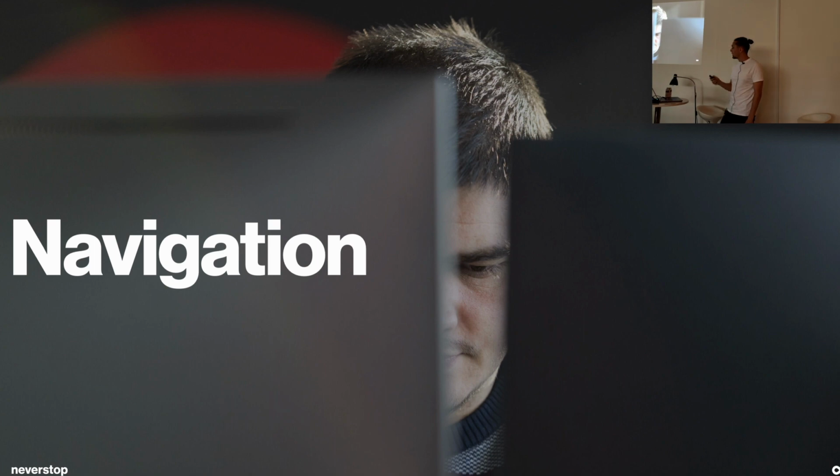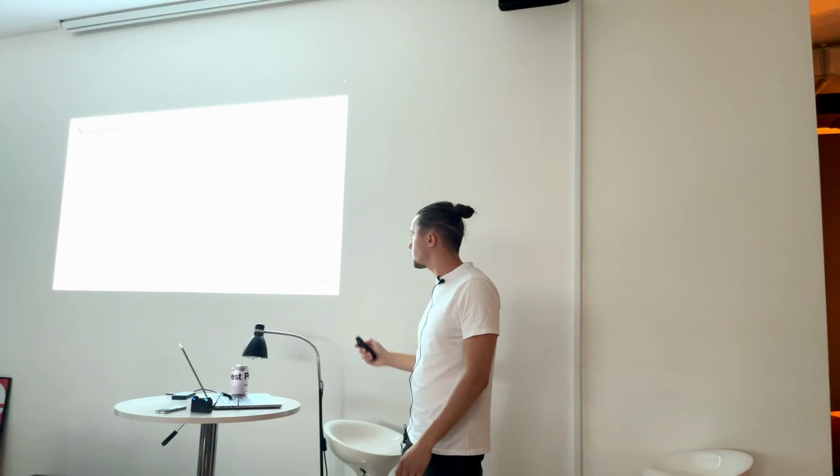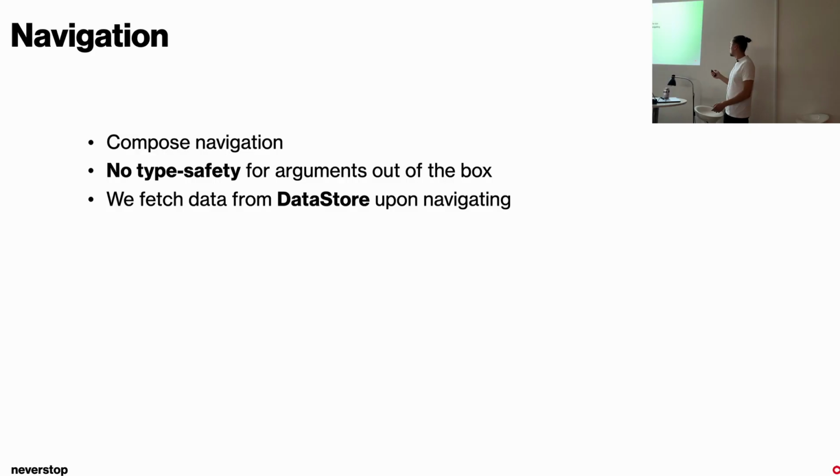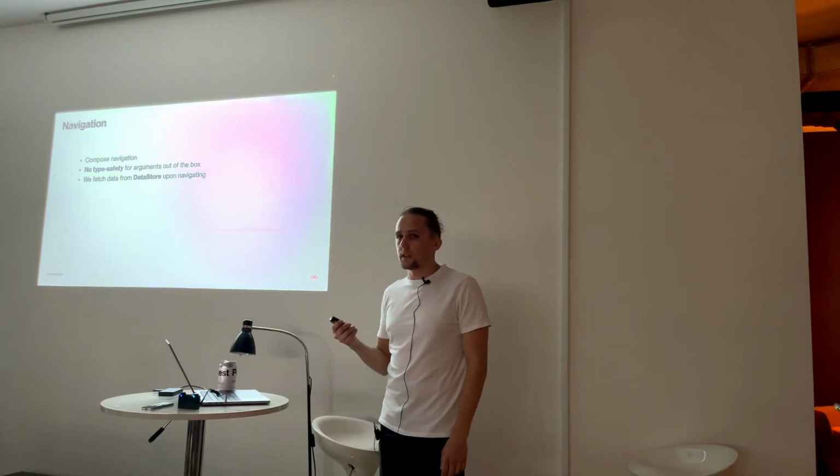Moving on to the navigation. So for the navigation, of course, since we don't have fragments, we decided to use Compose navigation. And if anyone was already working with Compose navigation, you probably heard there's a lot of talk and blog posts that it doesn't have type safety for arguments out of the box. So there are some third-party libraries that handle this, but we decided not to use them. So how did we handle that in the end?